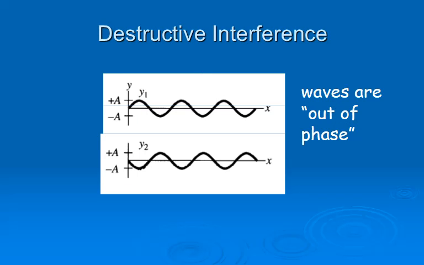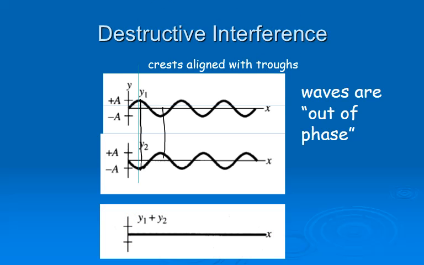With destructive interference, if they're 180 degrees out of phase, that means crests are with troughs and troughs are with crests, and nodes are still with nodes, and you end up with complete destructive interference, like nothing's there.